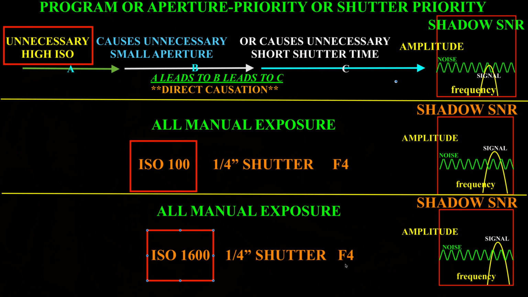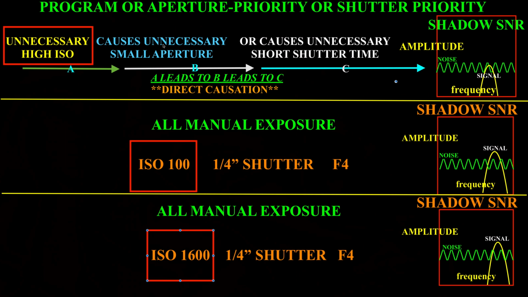Both the same shutter speed, both the same aperture, but radically different ISOs. It could be, like I said, 3200 or even 6400. Yeah? There's no distinction here. Both of these manual shots, you got the same signal peaking above the noise. Now, the top one here, which is where it's important, is 100% direct causation. Let me repeat that again. 100% undeniable direct causation. A leads to B leads to C. Whether you're shooting program or completely auto, or aperture priority, which is what I'm doing most of the time, or shutter priority, there is direct A to B to C causation here.